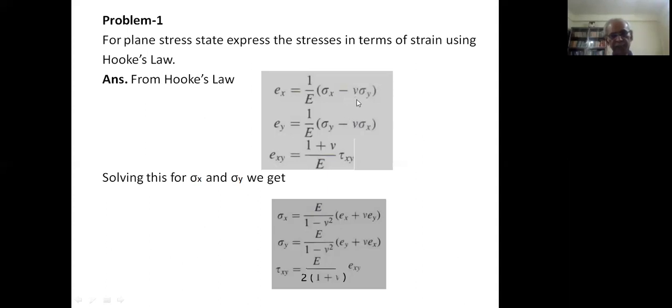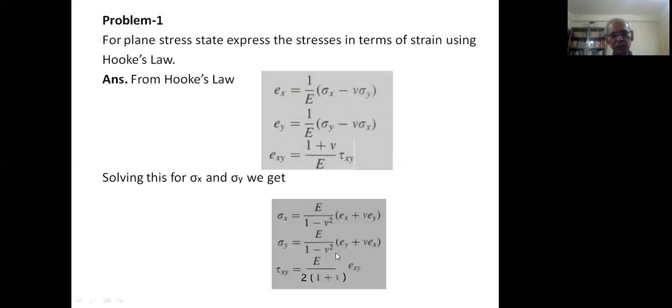Note that in the strain equation, it is negative here: sigma x minus mu sigma y, sigma y minus mu sigma x. But here, when you express this in terms of strain, then it becomes positive: epsilon x plus mu epsilon y. This comes out simply by simple algebra and solving two unknowns from two equations. If you do it, you will find it. It's very simple. So this is one example for plane stress.